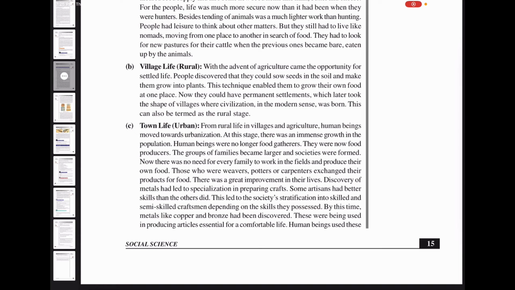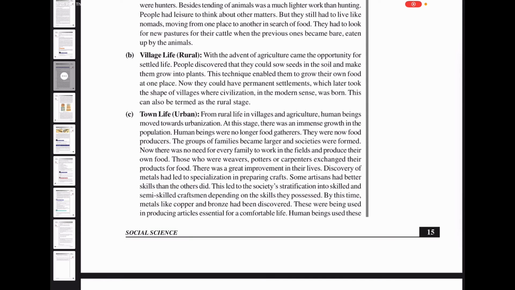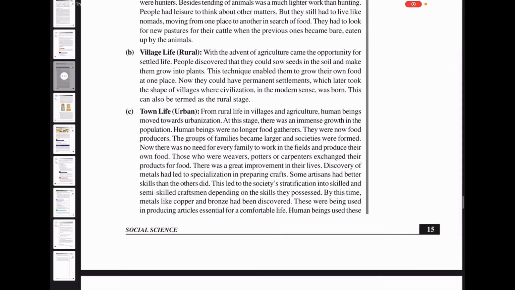Now, there was no need for every family to work in the field and produce their own food. Those who were weavers, potters, or carpenters exchanged their product for food. There was a great improvement in the lives. Discovery of metals had led to specialization in preparing crafts. Some artisans had better skill than the others did. This led to the society's stratification into skilled and semi-skilled craftsmen depending on the skills they possessed.